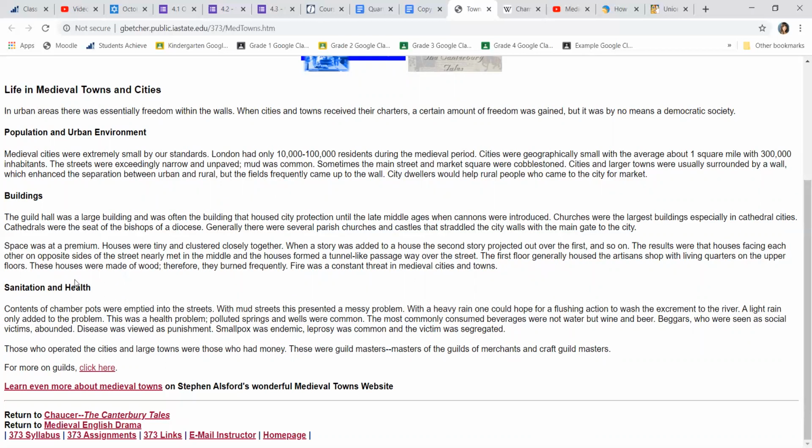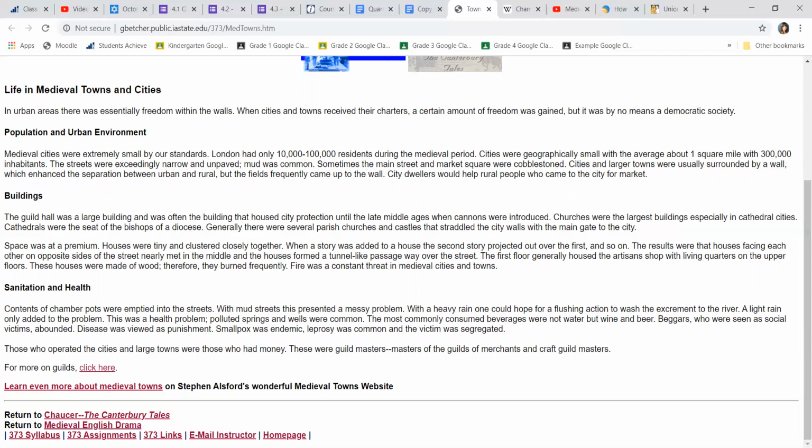What's interesting is also this part here, chamber pots, which you are also going to look at, that was emptied into the streets every single day. So if they have mud streets, which they did, could you imagine walking around on that? If you have a good heavy rain, that can help with flushing all of it towards the river. Only problem is if it's a light rain, it just makes everything worse. It's gunky, it's gross, and trying to walk through it, I can't even imagine.